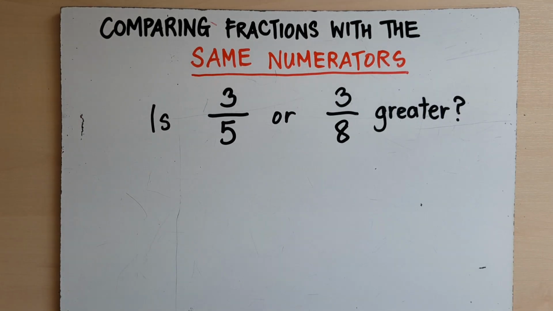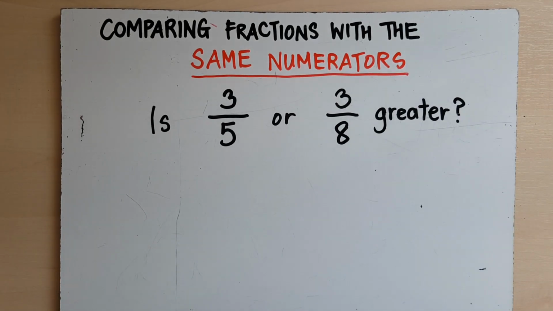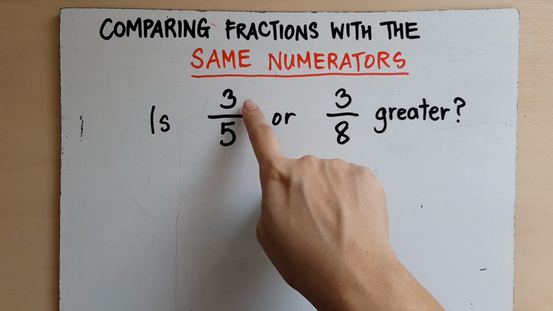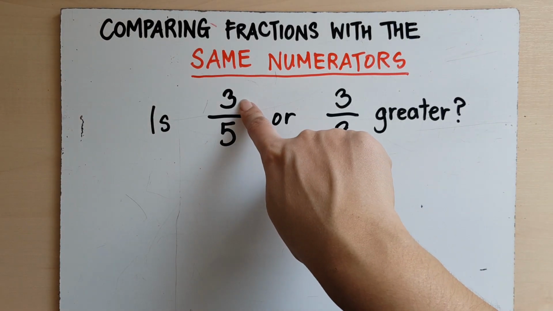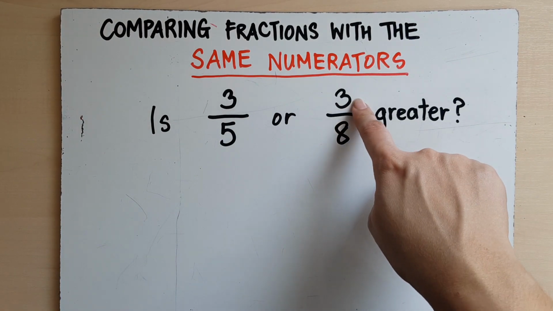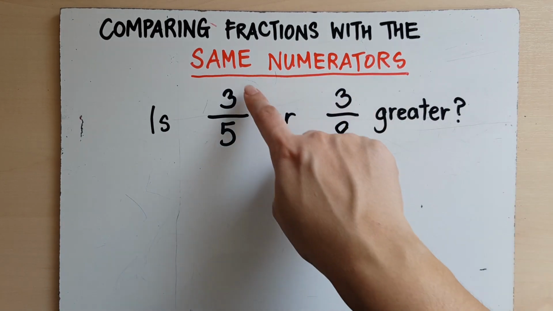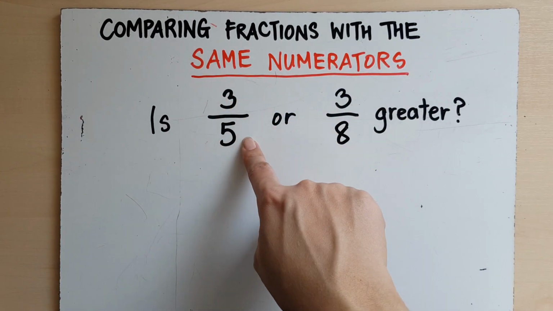Hello kids, today we're going to learn how to compare fractions with the same numerators. Now numerators are the numbers on top. This one has a numerator of 3 and this one also has a numerator of 3. Now let's look at this fraction first, 3/5.